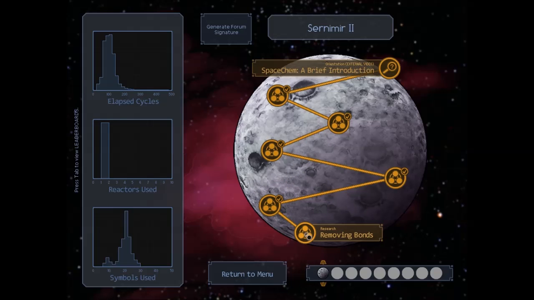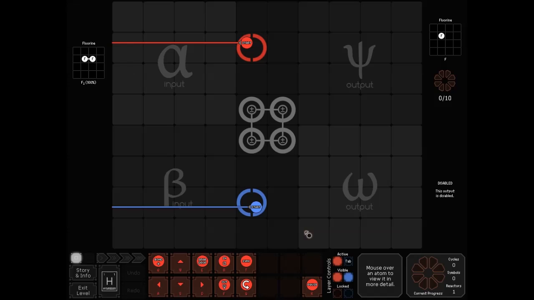Removing bonds. There we go. So now what we're starting with is fluorine gas, and we need to make atomic fluorine. And this is kind of interesting because for each fluorine atom or fluorine molecule, we're going to get two out, right?